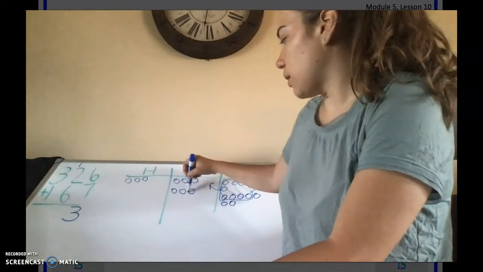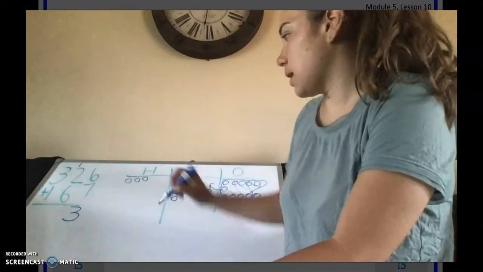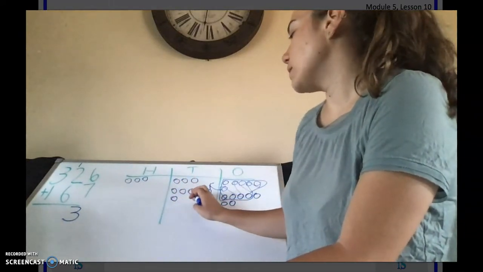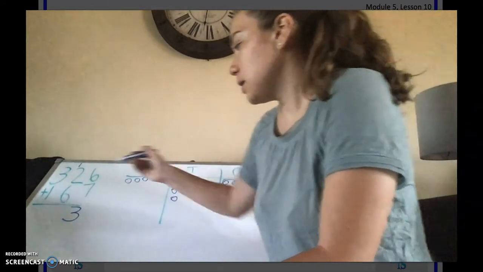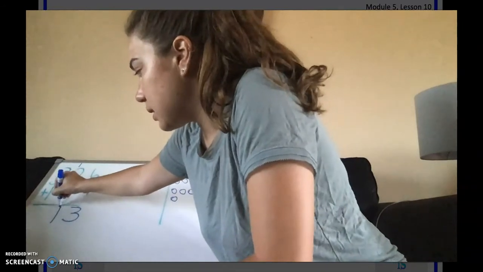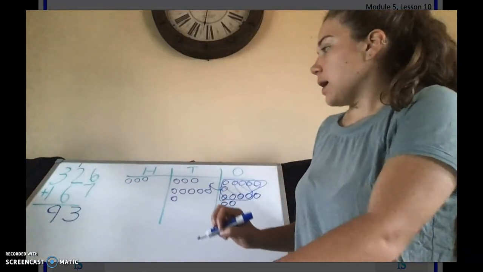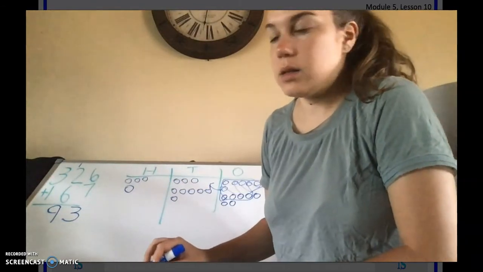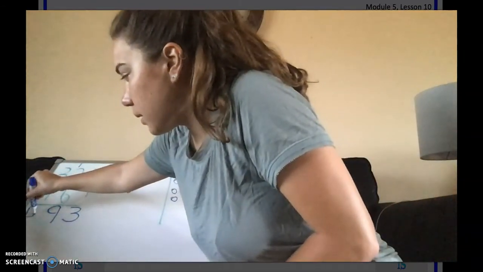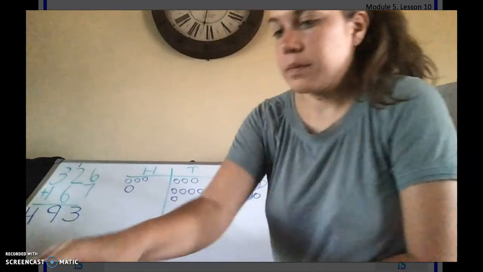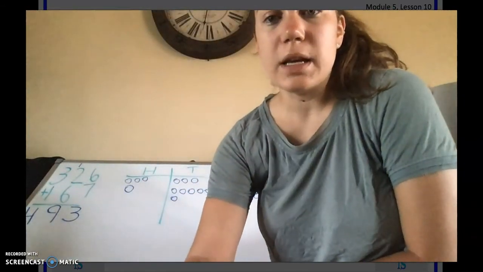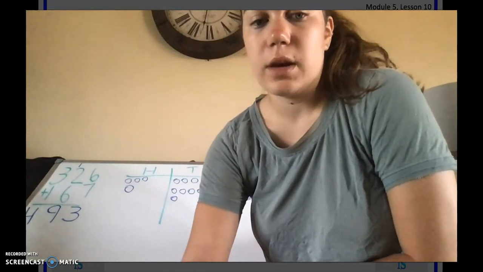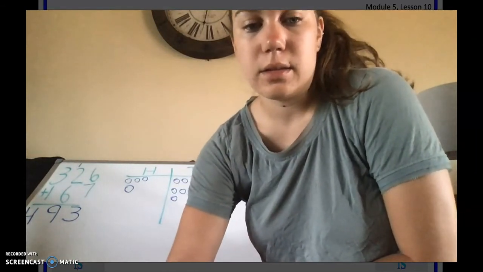1, 2, 3, 4, 5, 6. Let's count how many we have. 1, 2, 3, 4, 5, 6, 7, 8, 9. So there are 9 in the tens column. And now I'm going to do 3 plus 1, which is, good, 4. So 326 plus 167 is 493.